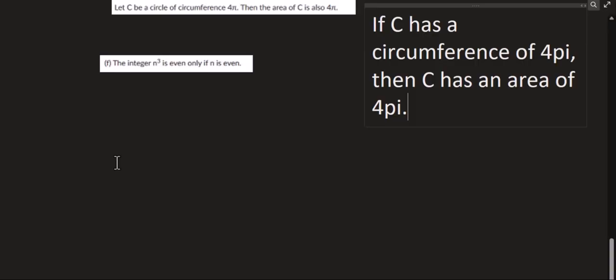The integer n to the third is even only if n is even, not if and only if. So what is our premise here? Our premise is that whenever n to the third is even, n is even. So the only if kind of turns things around. If it was the integer n to the third is even if n is even, then the premise would be n is even. But the only if kind of turns it around.